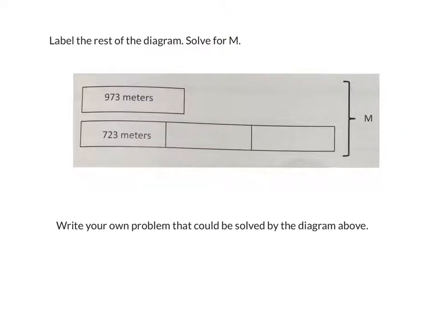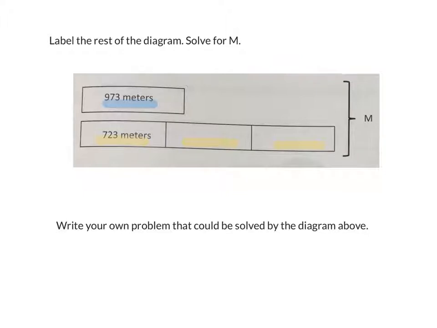So on this question, if it tells us to label the rest of the diagram, we have to first see where we need to label things. Do we need to label anything here? No, it's already labeled. Do we need to label anything here? No, it's already labeled. Do we need to label something here? So, yeah. Do we need to label something here?